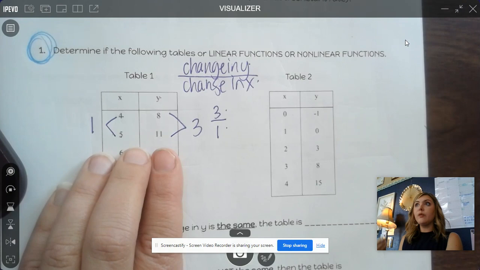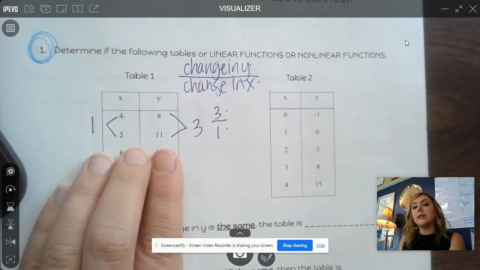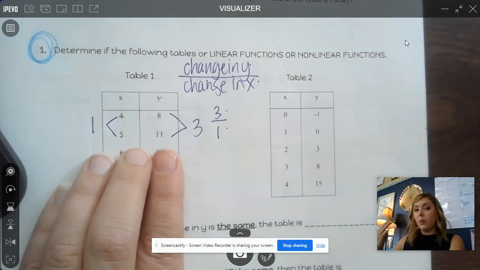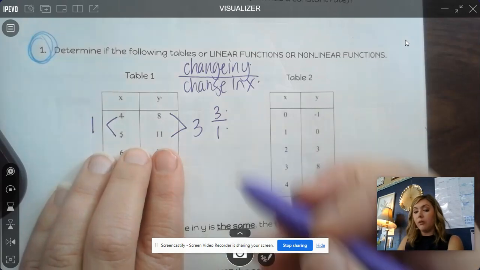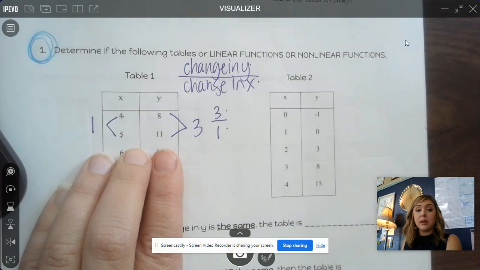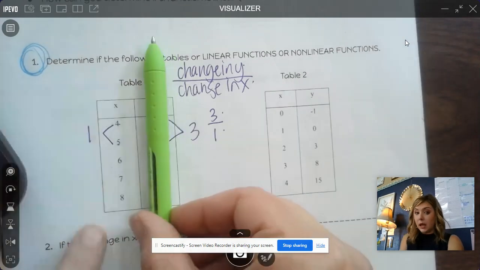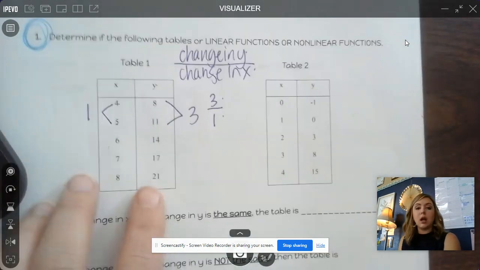So if I get 6 over 2, that's okay, because that's a value of 3 over 1. And we could keep going. But if I get anything else that's not a value of 3 over 1 or 3, well, then I'd have to determine this. It's still a function because every x is different, but it would be nonlinear.